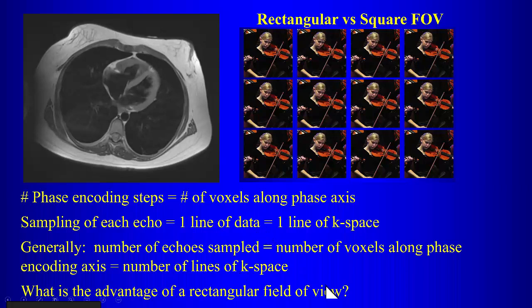So what's the advantage of a rectangular field of view versus a square field of view? Fewer number of echoes? Yeah. So if you have a rectangular field of view, it would be advantageous to place your phase encoding axis in this direction where you have fewer pixels. Then you require fewer echoes, and that shortens the imaging sequence. Okay?